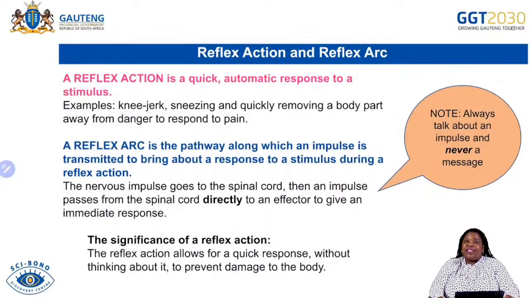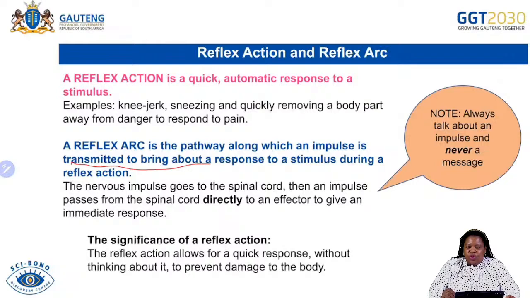What about reflex arc? Remember, the action is quick. It's a quick response to what? To the stimulus. But the reflex arc is a pathway. Now, reflex arc is a pathway along which an impulse is transmitted to bring about a response to stimulus during a reflex action.